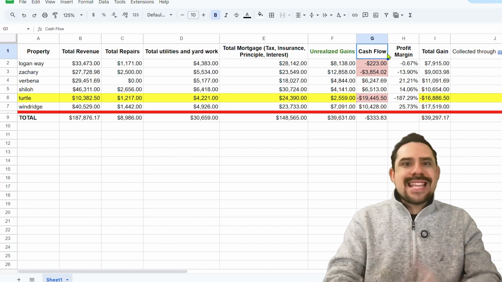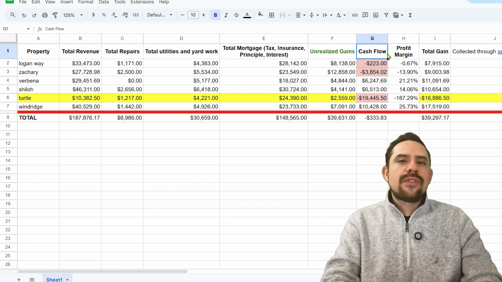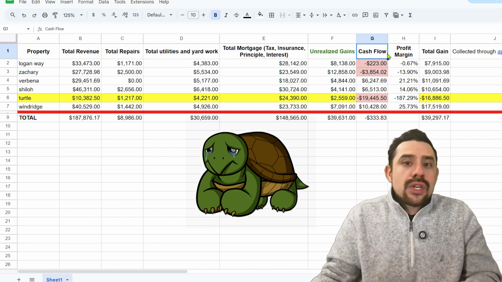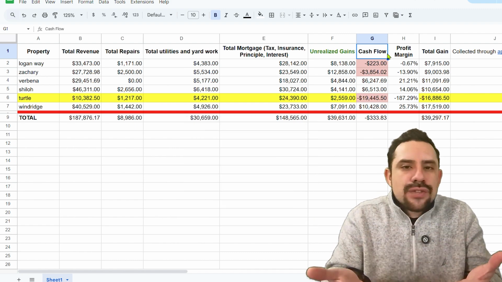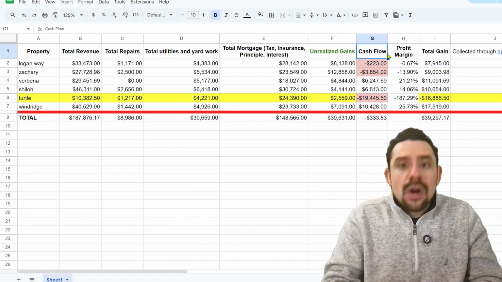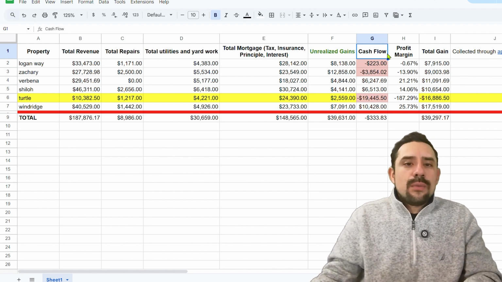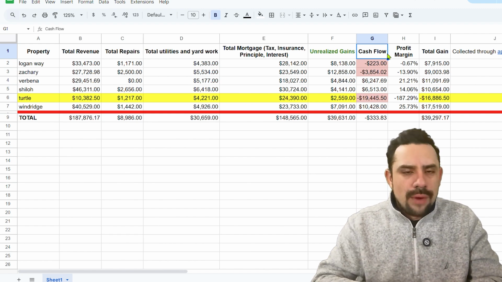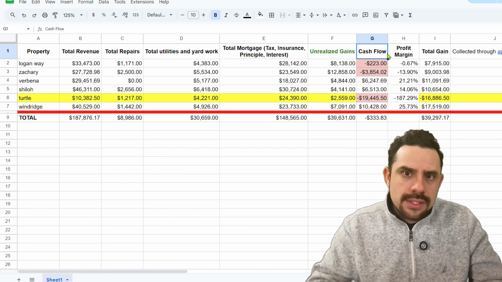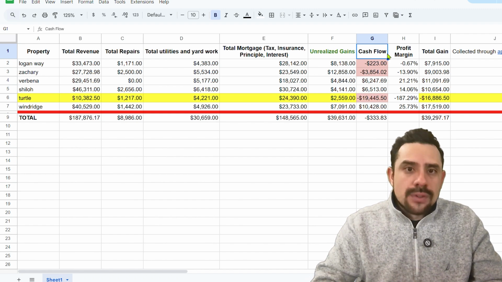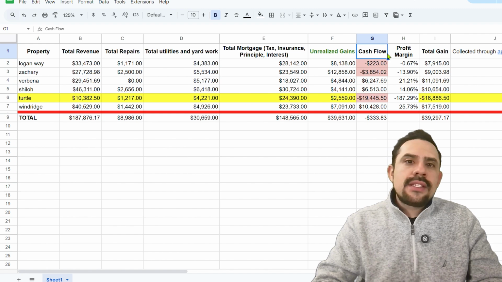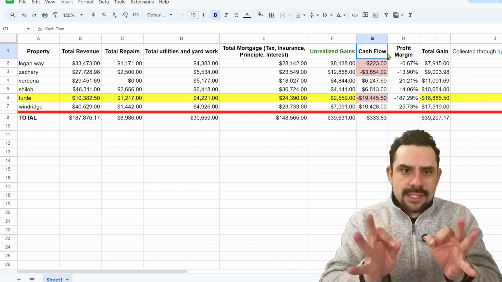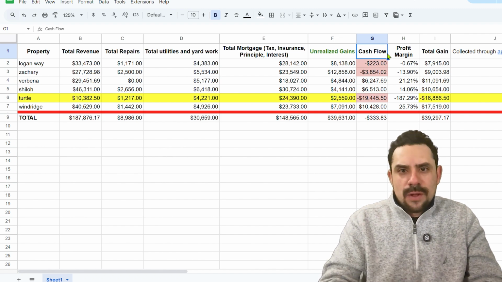Off the bat, negative $19,000 cash flow for Turtle is not entirely accurate because this is my primary residence, so inherently, this isn't supposed to cash flow. This is basically what I pay to have a roof over my head. And for Logan Way, the only reason this is negative is because the current renter hasn't paid rent nor utilities in 3 months, which totals to around $5,000. Unfortunately, this individual has been evicted. If it was paid on time, this would have had an impressive $4,800 cash flow.